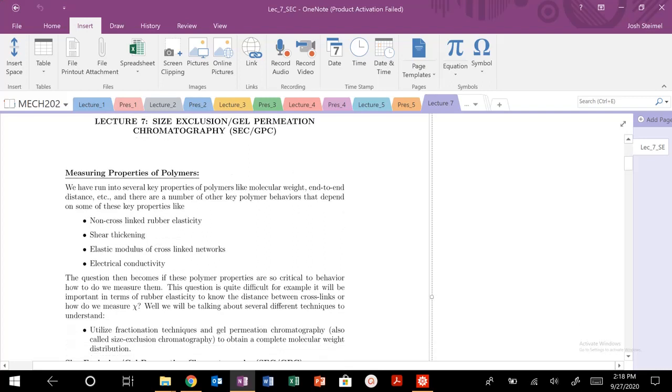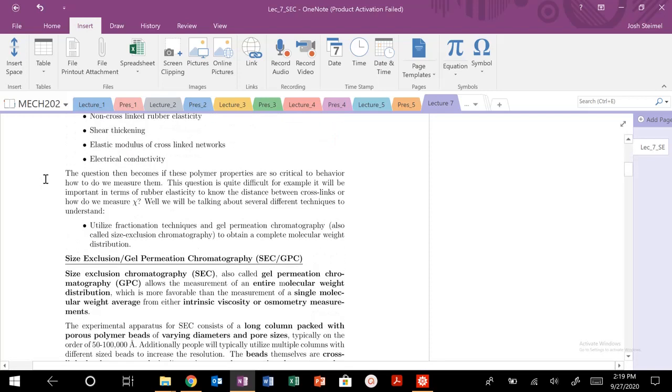And today we're going to learn about yet another experimental technique to characterize polymers, which is size exclusion chromatography or gel permeation chromatography. So you'll see both of those terms utilized in literature. The goal of today's lecture is to understand fractionation techniques in gel permeation chromatography or size exclusion chromatography to basically obtain a complete molecular weight distribution.